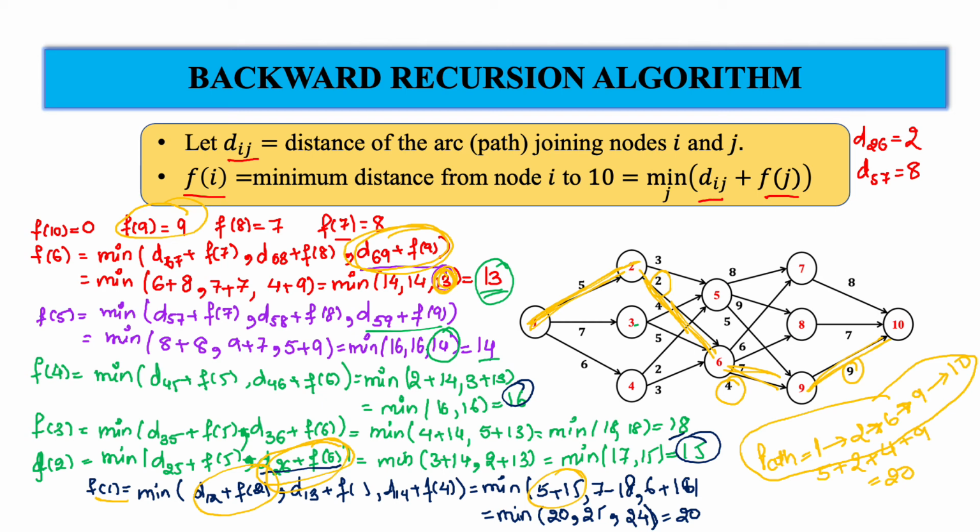Now this is one way of solving and finding the shortest distance between node 1 to node 10. In backward recursion, what we have done is we started from node 10 and came to node 1. Now we also use the forward recursion algorithm. We will see how we can solve the problem in the forward recursion algorithm.